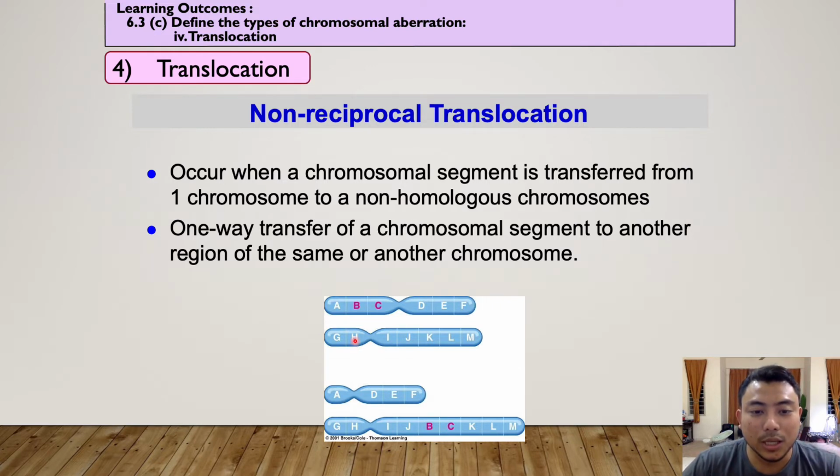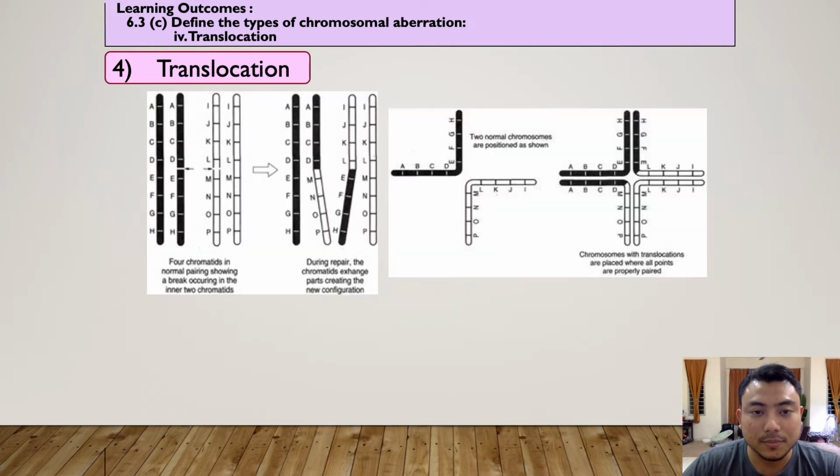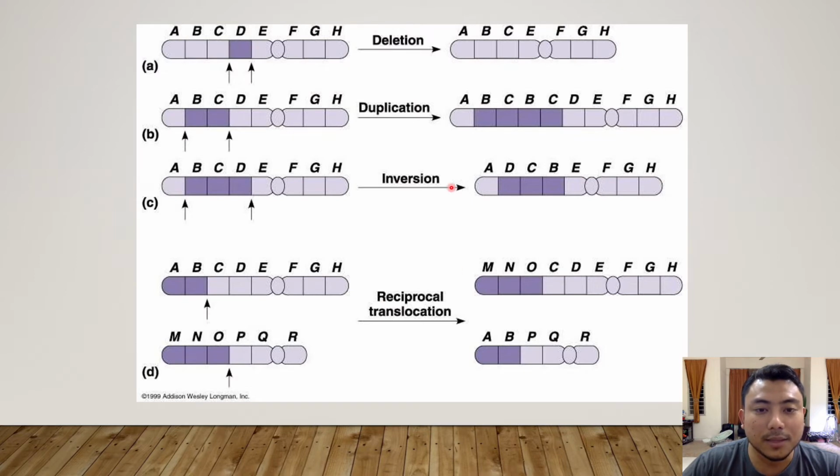Okay. So kita tengok contoh dekat sini. This portion we have A, B, C. B and C ni dibagi dekat kromosom yang bawah ni. And in return, yang kromosom asal ni tak dapat apa-apa pun. So, this is non-reciprocal translocation. So, this diagram shows how the process of translocation could take place. Okay, this is a summary of the chromosomal aberrations: deletion, duplication, inversion, and translocation.